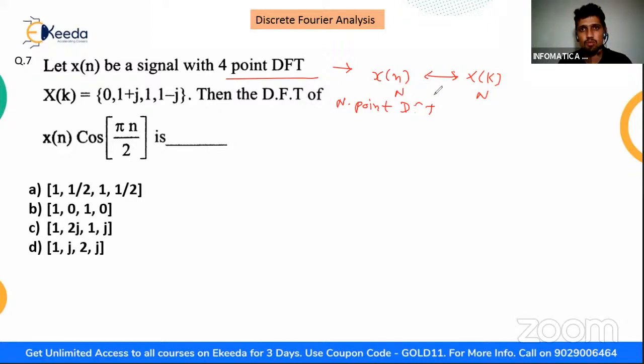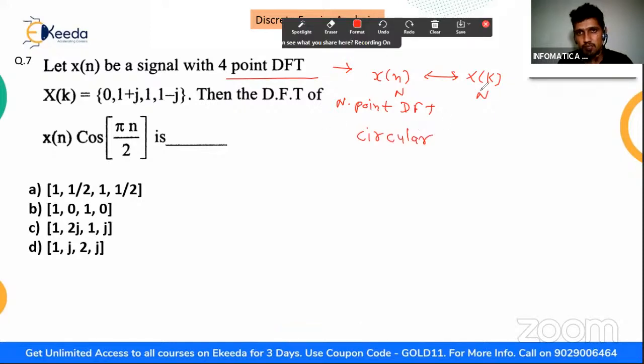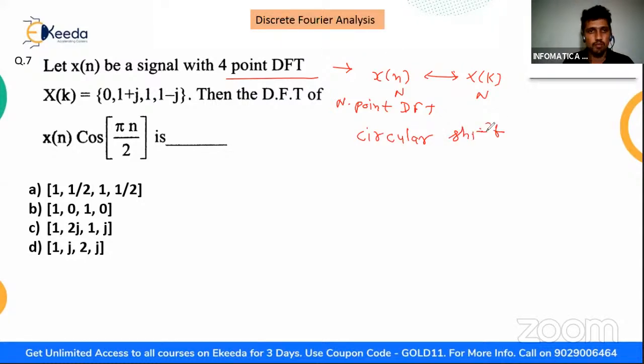So we need to store only the N consecutive samples in this domain and in this domain, and that's why we use circular shift. Because linear shift of the periodic signal is equal to the circular shift of this finite duration signal of N consecutive samples. That's why we use circular shift. This is the only thing.